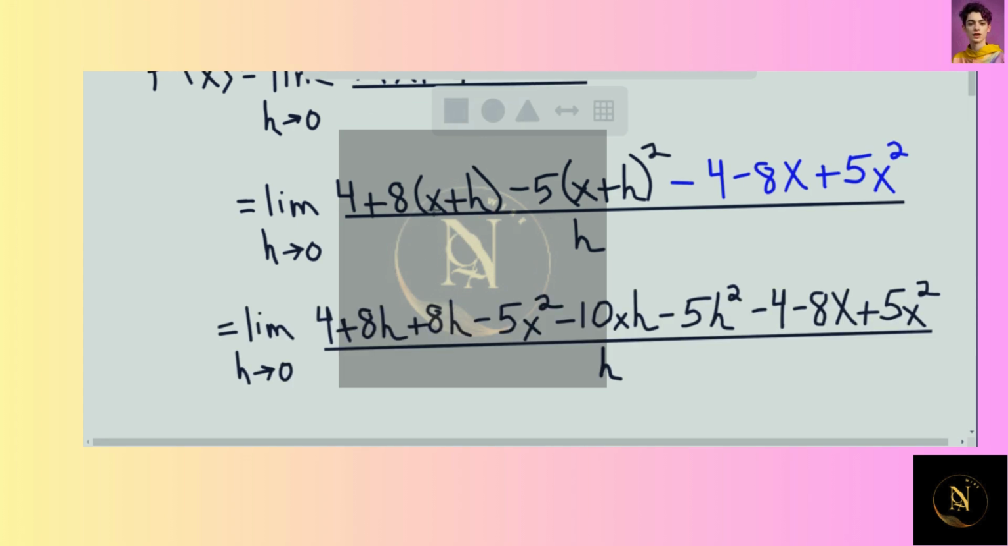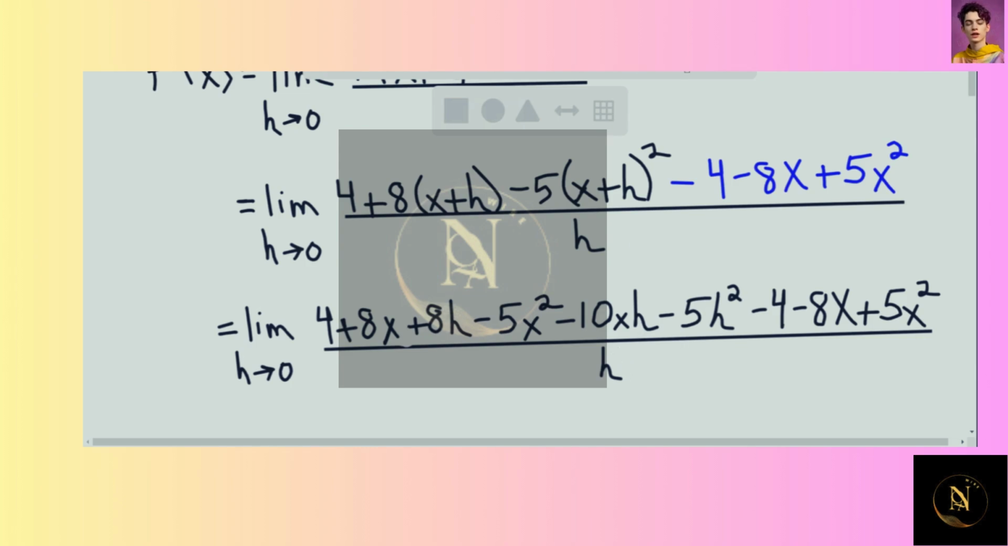So after a little algebra, the 8 times x plus h was 8x plus 8h. And then the x plus h squared was x squared plus 2hx plus h squared, times the 5. You get minus 5x squared minus 10xh minus 5h squared, and then we subtract the 4, minus 8x, plus 5x squared, all of that being divided by h.